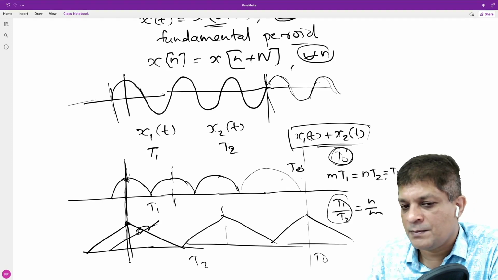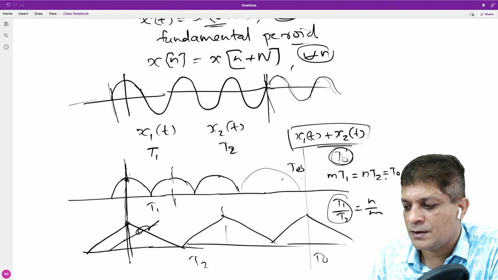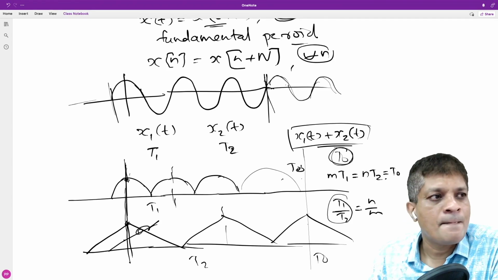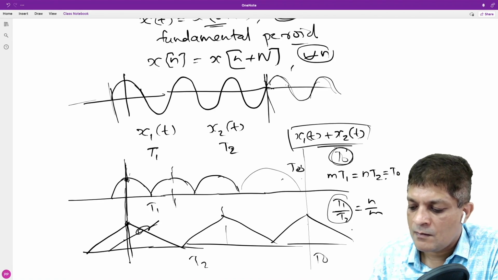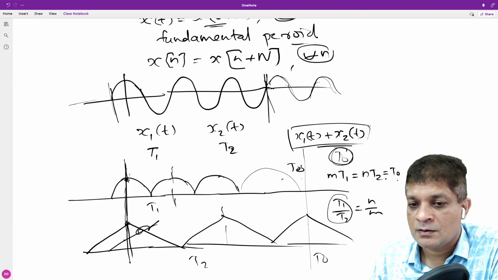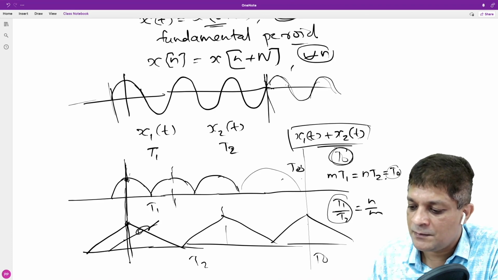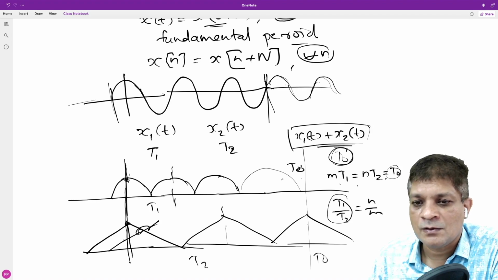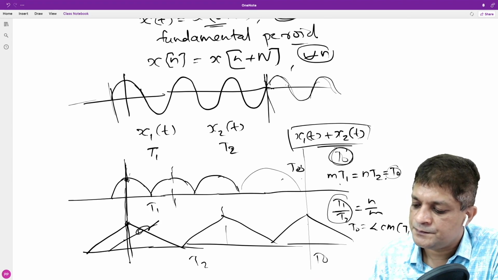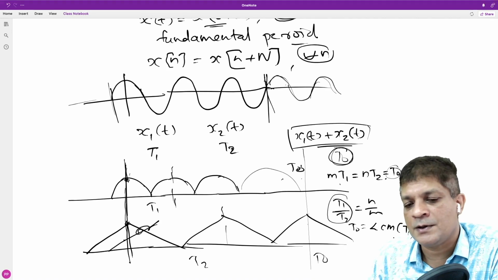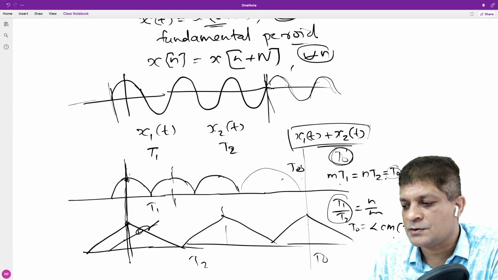And what is the fundamental period? If it is periodic, then what is the fundamental period of that signal? What is the minimum value of T naught? Is it the LCM of T1 and T2? Yes. So if it is periodic, then it is the LCM of T1, T2. That is the fundamental period of the sum or difference of two periodic signals.